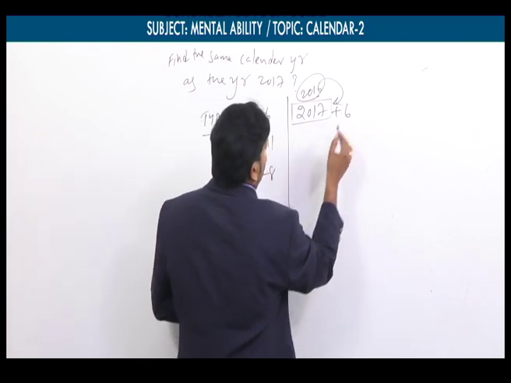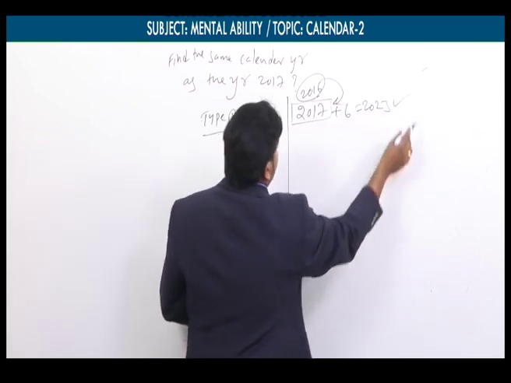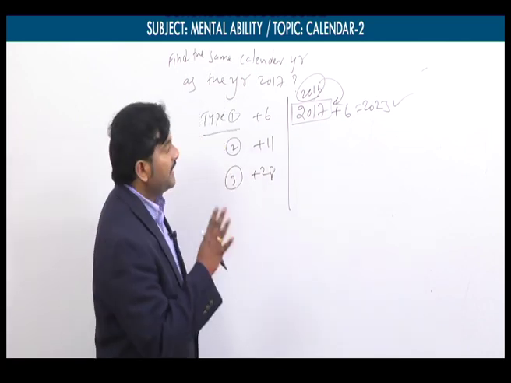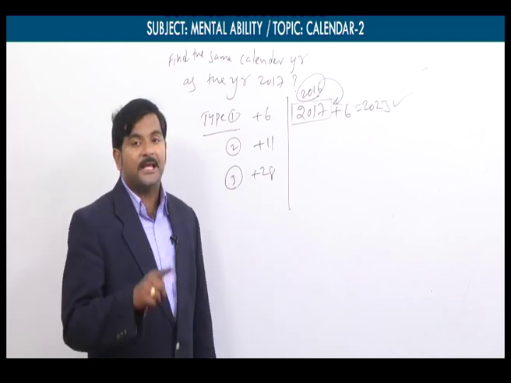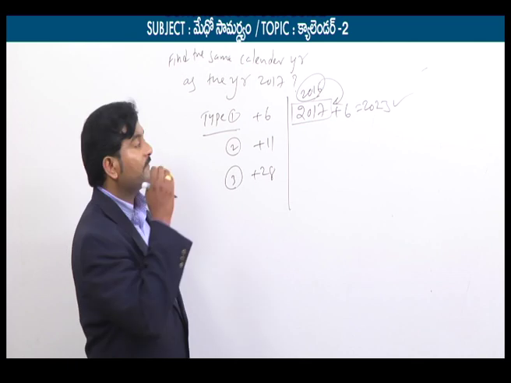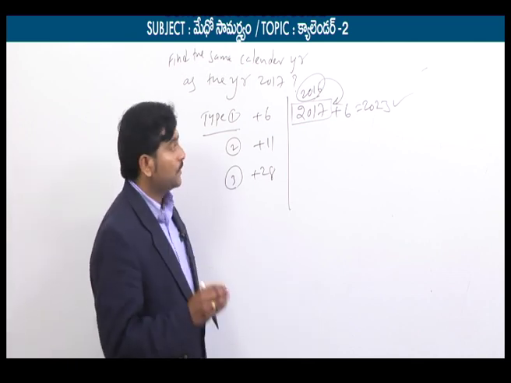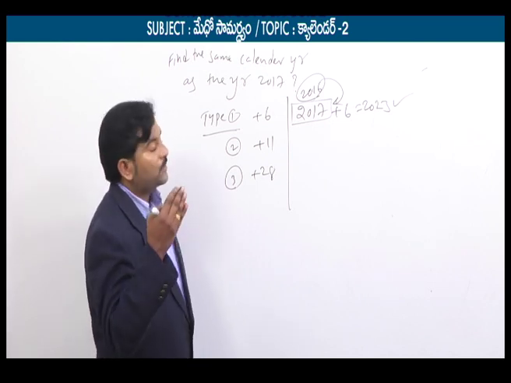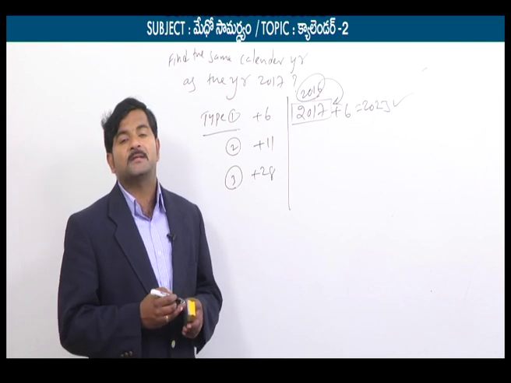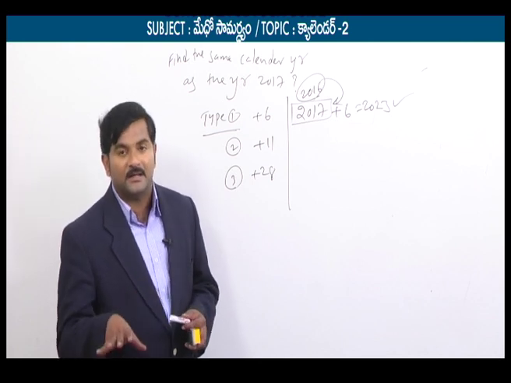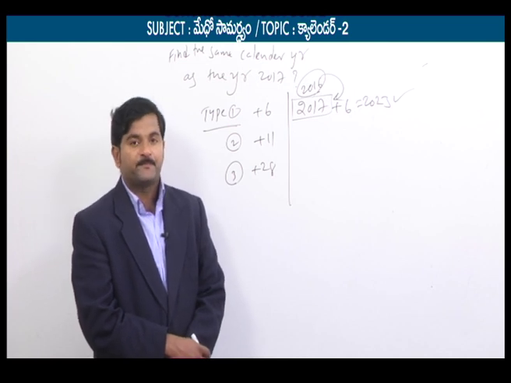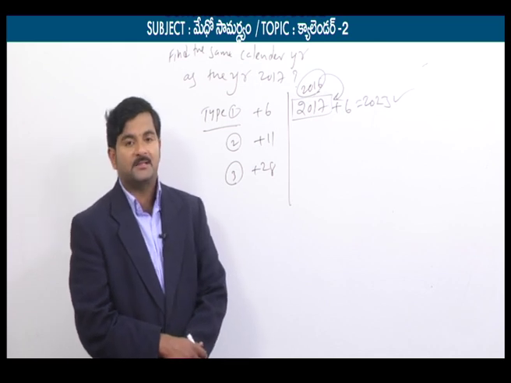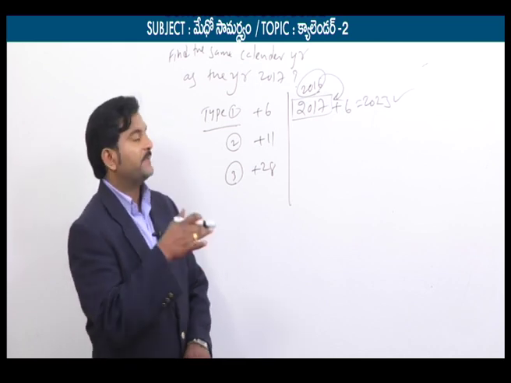So 2017 +6. What does it mean? 2017th year and 2023rd year. These 2 years are having same calendar years. If you want, you can refer in your mobile or however. 2017th calendar and 23rd calendar. These 2 calendars are having same calendar years. 2017 is first year after leap year. Simply we need to add +6 to get the same calendar year as that year.